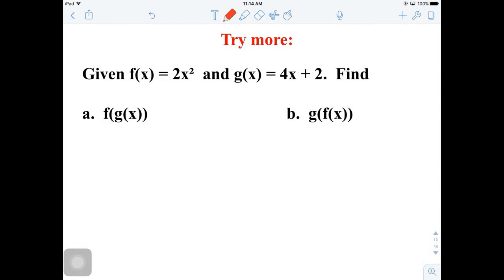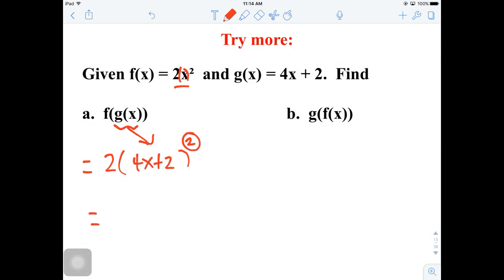Make sure you pause the video and try the problems before you move on. And here is how we do that again. So f of x, again, is equal to 2, and we're going to let x be parentheses. So 2x squared, that's what f of x is. And inside the parentheses, what are we going to put? That's g of x, right? So we're going to enter g of x, which is 4x plus 2.